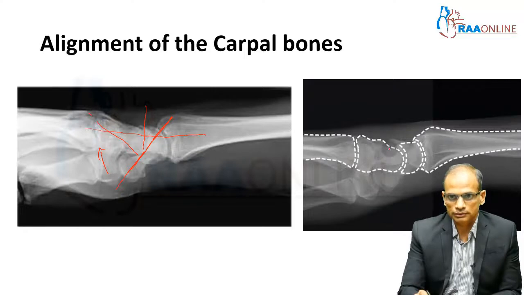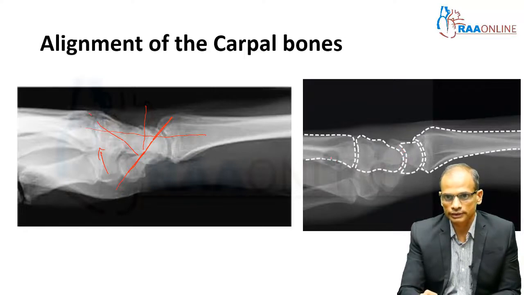It is also important to note here that the concavity of the lunate is looking straight. The lunate is not looking up nor down. If either of these things happen, then that is pathological. We will talk about it a bit more as we go.